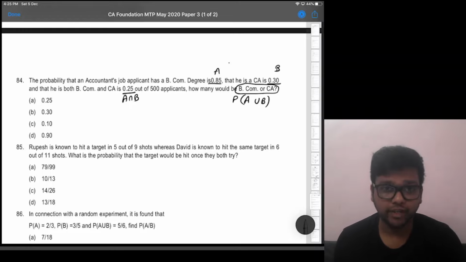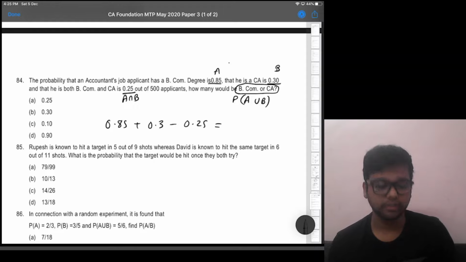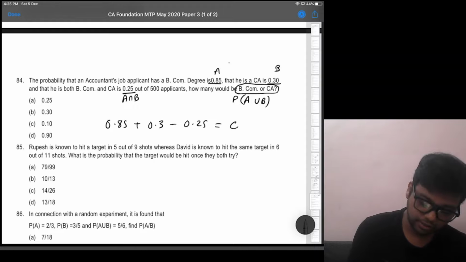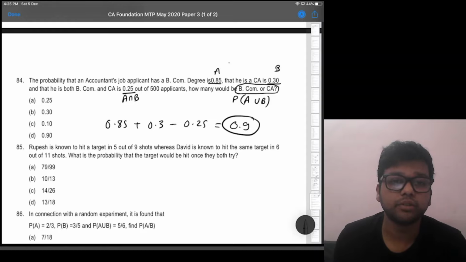We know that probability of A union B is what? Probability of A plus probability of B minus probability of A intersection B. So answer is going to be 0.85 plus 0.3 minus 0.25, that is 0.9. Okay. Now they have given wrong options actually.